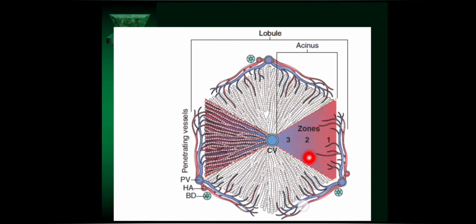Then this classic lobule is divided into 3 zones. The zone nearest to the portal triad is zone 1. The zone nearest to the central vein is zone 3. The hepatocytes ranging from the central vein to the portal triad, this zone which I was showing, is called the acinus. And from one portal triad to another portal triad with the central vein in the center is called a lobule.